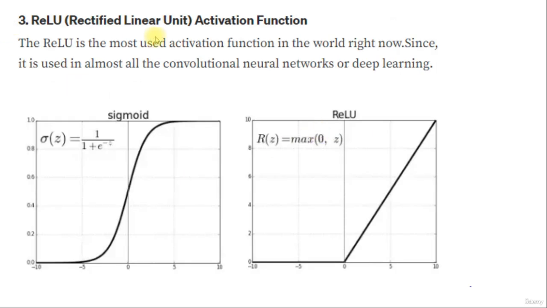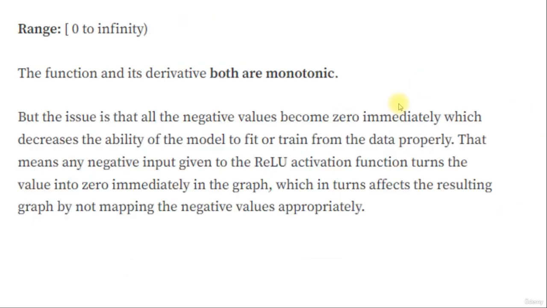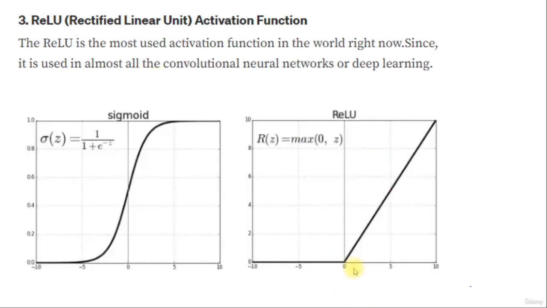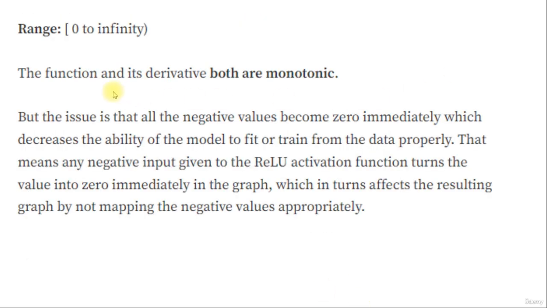ReLU is probably the most used and popular activation function in the deep learning ecosystem. The ReLU is the most used activation function in the world right now, since it is used in almost all convolutional neural networks and deep learning. So this is the graph for ReLU. You take the maximum of 0 and the value and you return it. So this is how you implement ReLU. Now the range for ReLU is 0 to infinity. As you can see from the graph, it starts from 0 and it goes till infinity.